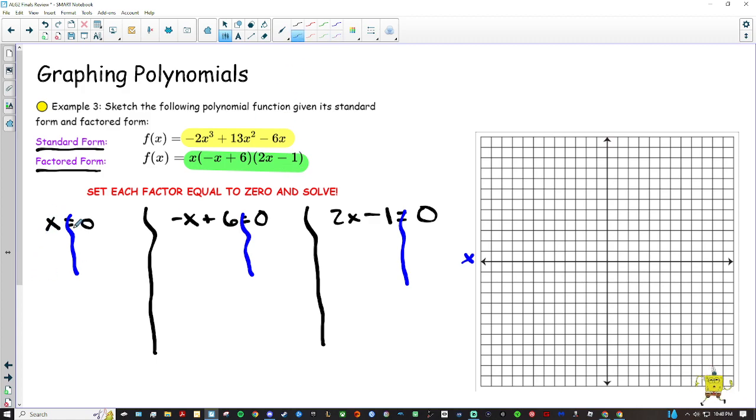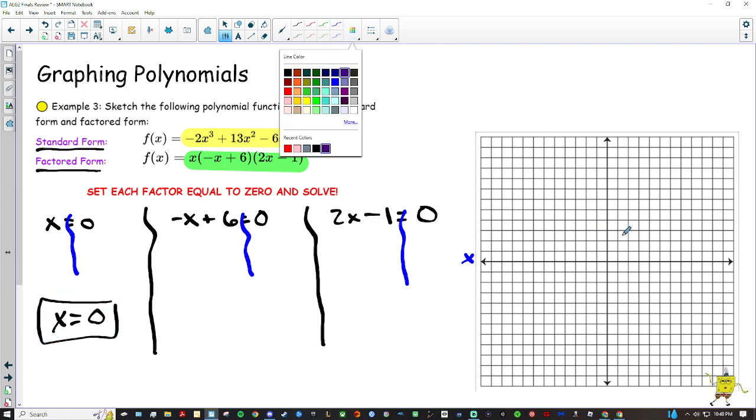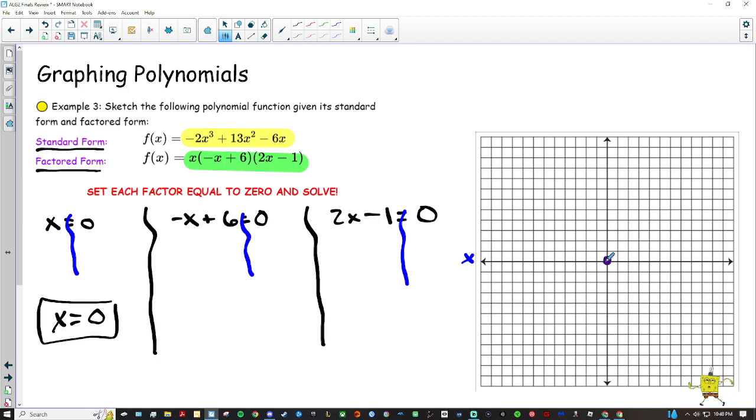The first one, we already have x equals a number. So x equals 0. We're going to plot that on our coordinate plane. X equals 0, right in the middle. Next one, I need x by itself. The only way to do it is moving this positive 6. Since we're adding 6 on the left, I can get rid of it by subtracting 6 on both sides. That gets rid of my 6. I'm left with negative x equals 0 minus 6, which is negative 6.